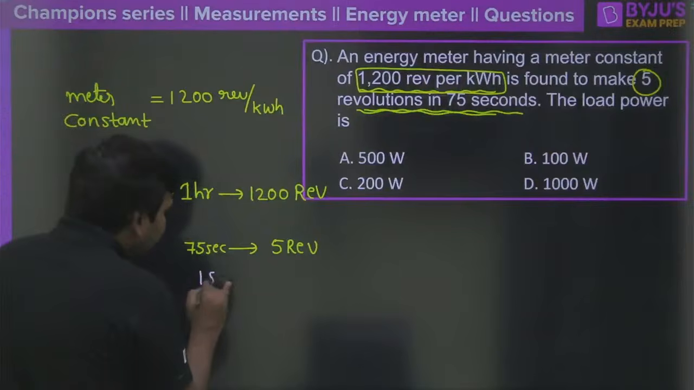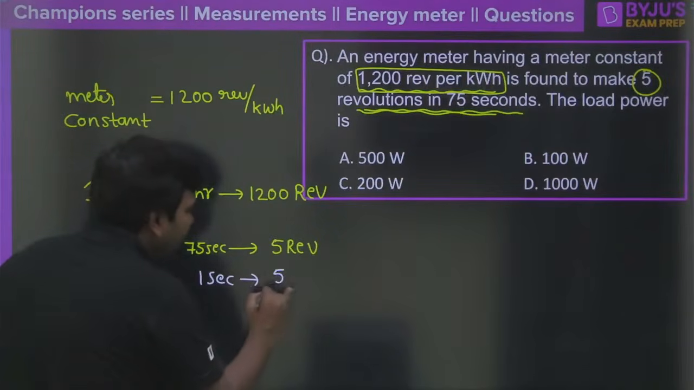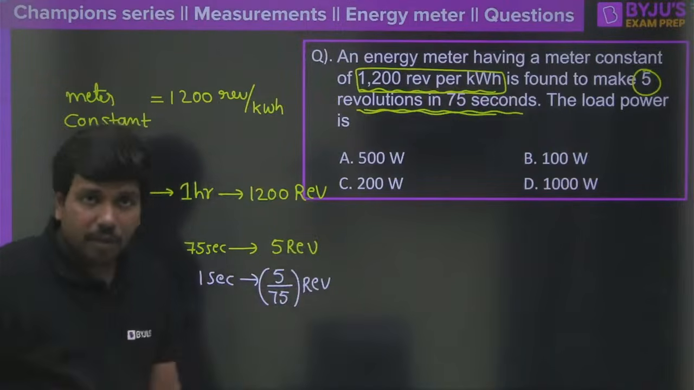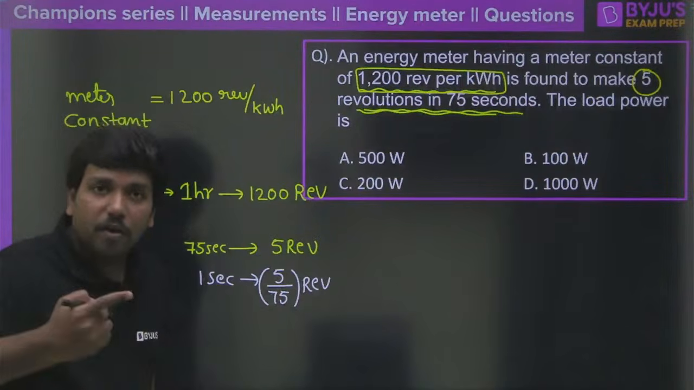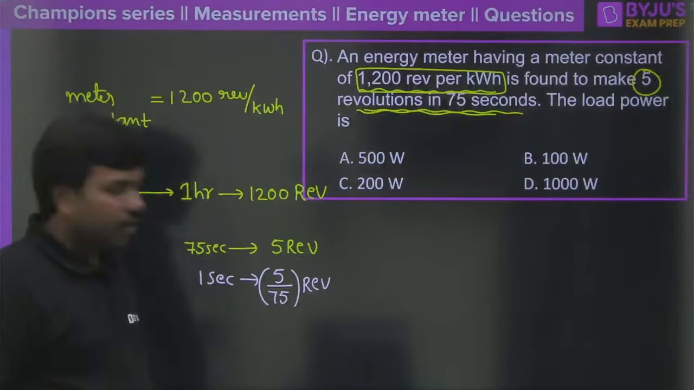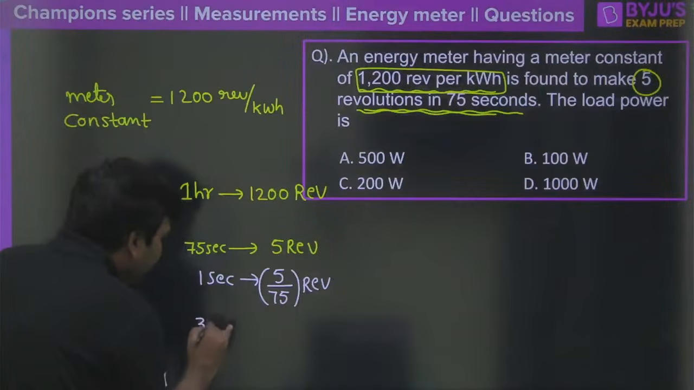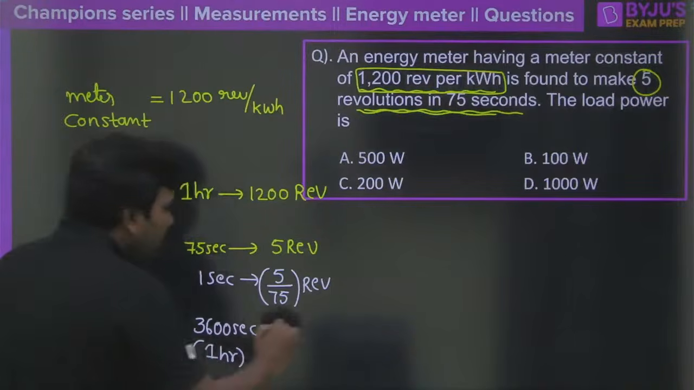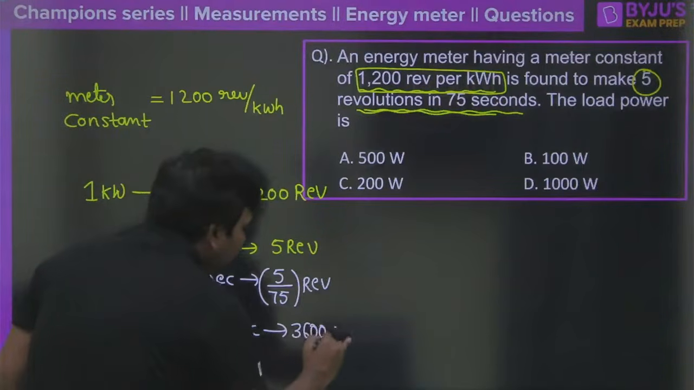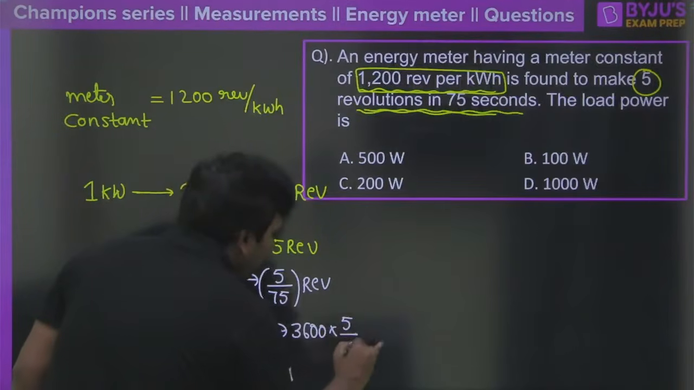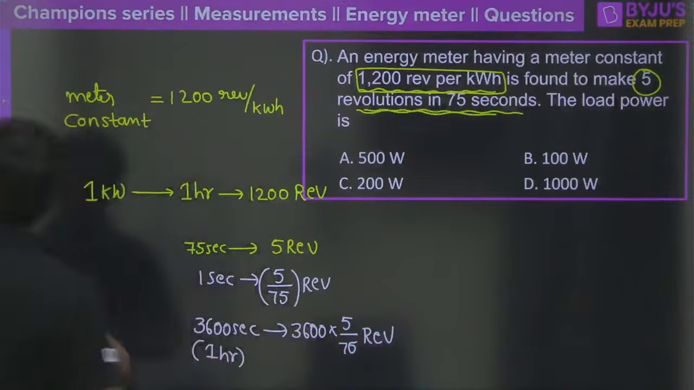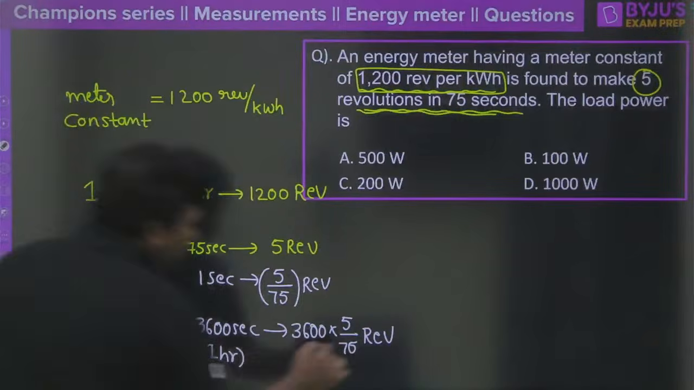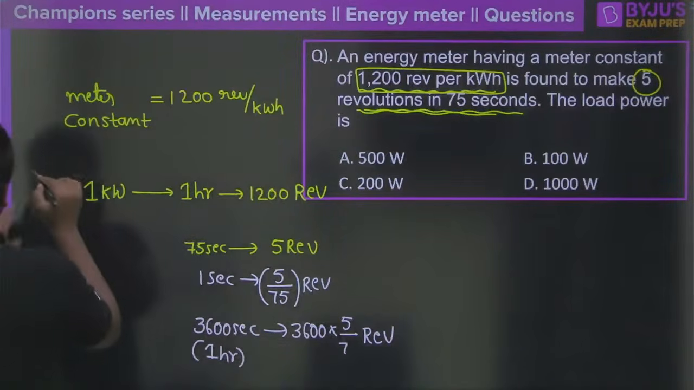Can you please tell me in 1 second how much it will be now? In 1 second, it will be 5 divided by 75 revolutions. Correct? Now look at what will happen for 1 hour time. 1 hour means 3600 seconds. So how much will it become? 3600 into 5 divided by 75 revolutions. See, we are not using any formula. Rather, we are using basic common sense.